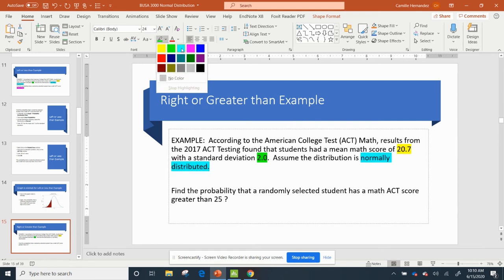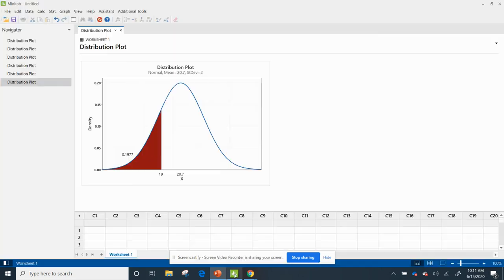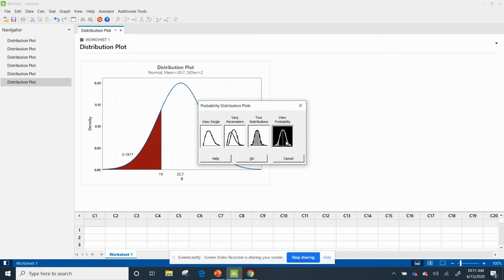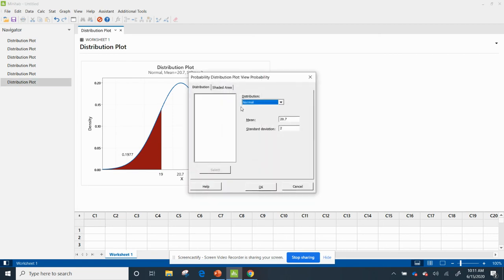That's so important. Okay, but now it has greater than 25. And I'm going to highlight that again in purple. Okay, so that's my greater than or my right-tailed. So let's see how we do that in Minitab. And again, the slides have how to do it if you forget. Graph, probability distribution plot. Click on that and hit OK.